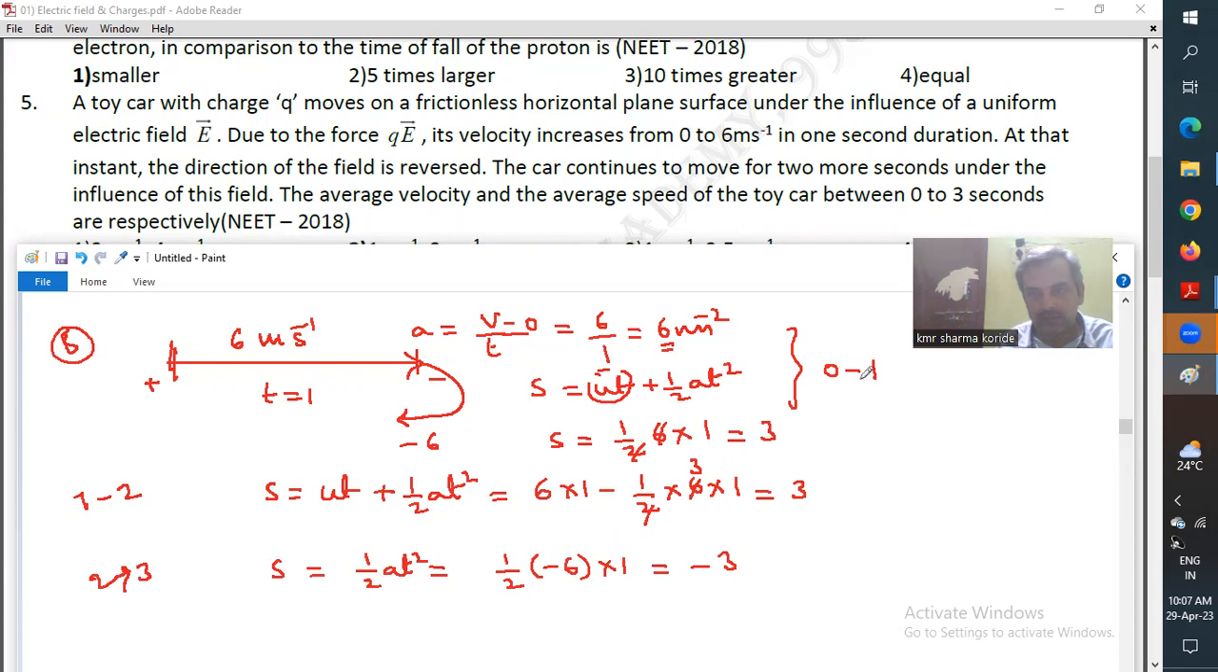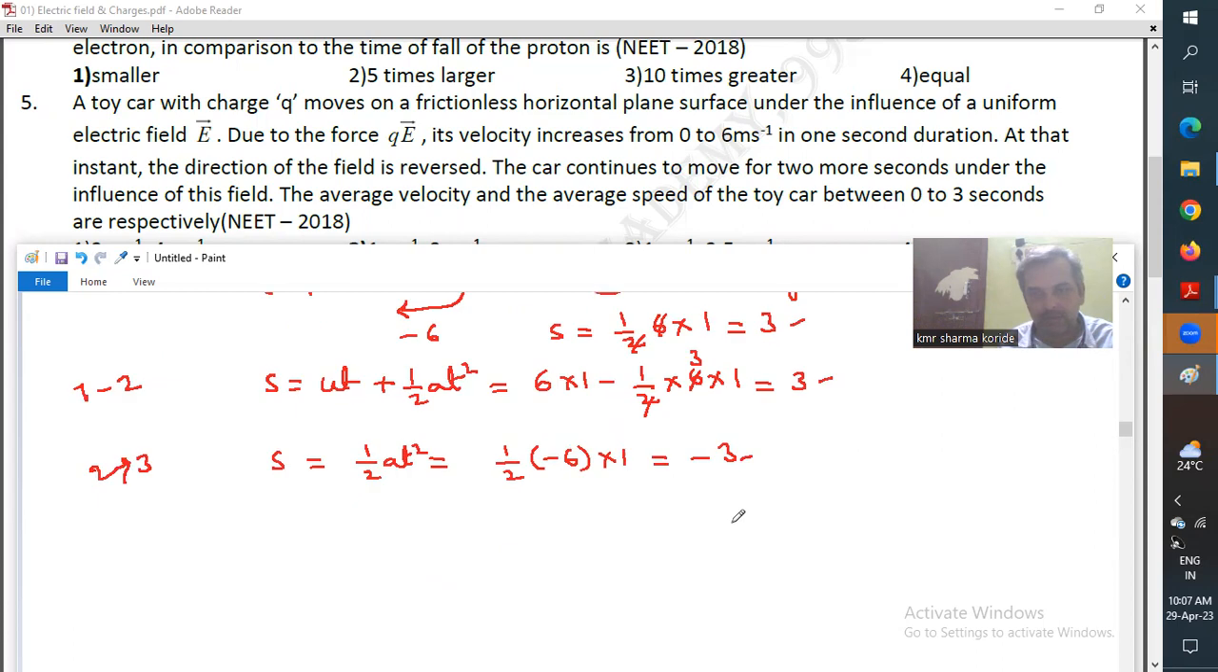Now, what is the total distance? Here 3 meters, here plus 3 meters, here minus 3 meters. So we need the total distance and total displacement. We require distance for average speed: 3 plus 3 plus 3, no subtraction. So it is 9 meters. Average speed is equal to total distance by total time. Total distance is 9 meters, total time is 3 seconds. So this will be 3 meters per second. Speed is 3 meters per second.